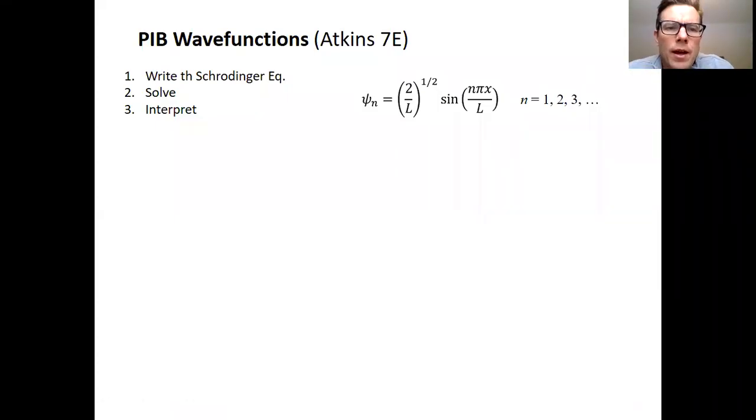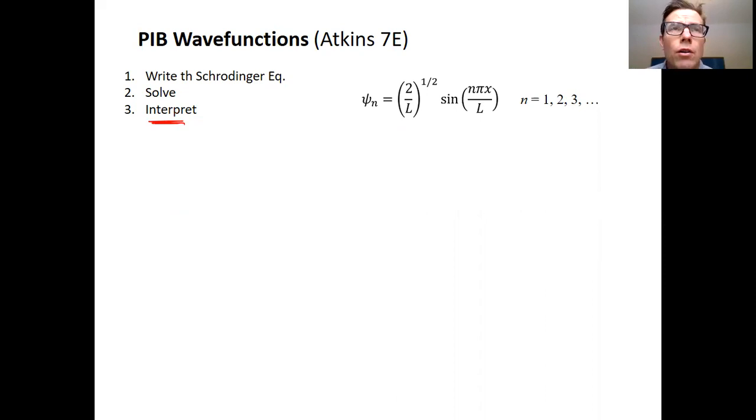Hey, hi everyone. In the last video, we did steps 1 and 2 for particle in the box. We wrote the Schrodinger equation, we solved it, and got this answer here. This is the mathematical form for particle in the box wave functions. And in this video, we're going to do step 3, which is to interpret. I'll tell you what that means.